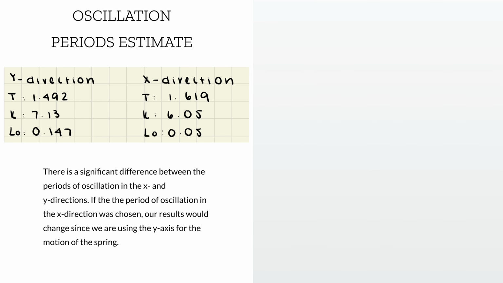For the oscillation periods estimate, we calculated it in the y direction using our data from Tracker and in the x direction. There is a significant difference between the periods of oscillation in the x and y directions. If the period of oscillation in the x direction was chosen, our results would change since we are using the y-axis for the motion of the spring, and our k and relaxed length would change, meaning that our forces would be very different.